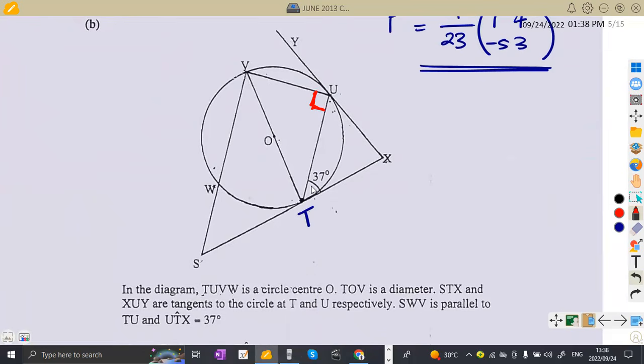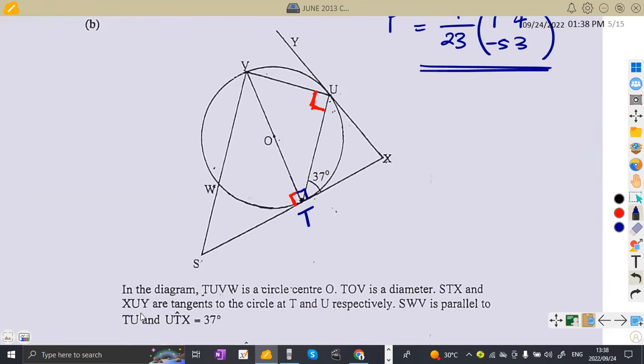Okay. And also, you know that a tangent and a radius or a diameter meet at 90 degrees. So this is also 90 degrees here, 90 degrees, and also 90 degrees on the other end here. This is 90 degrees, 90 degrees, okay? Then what else are we given? Then we are given that these are tangents to the circle.